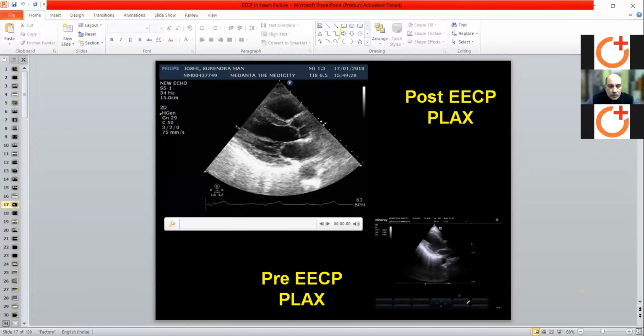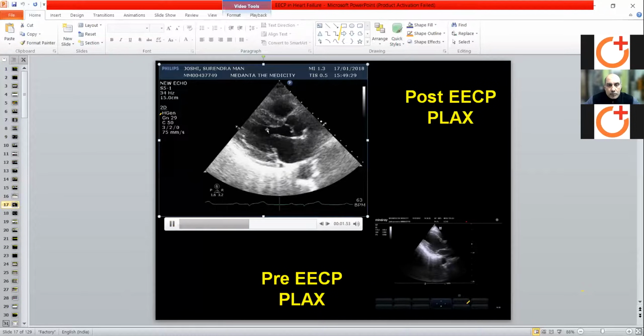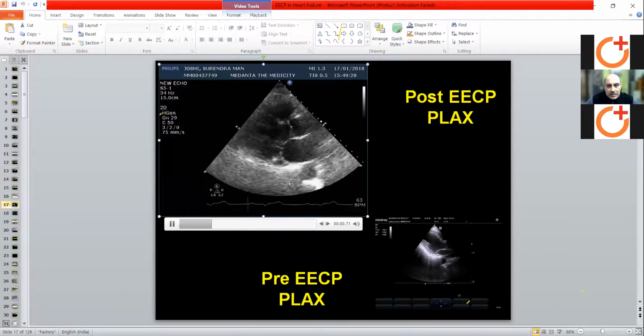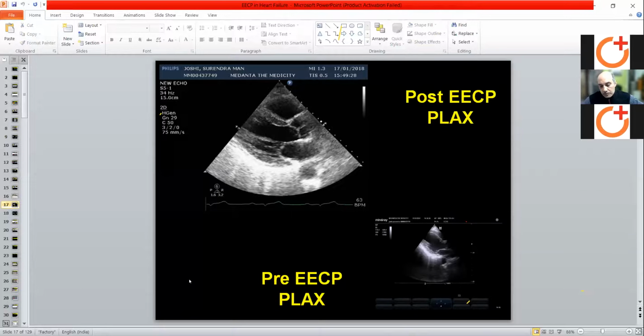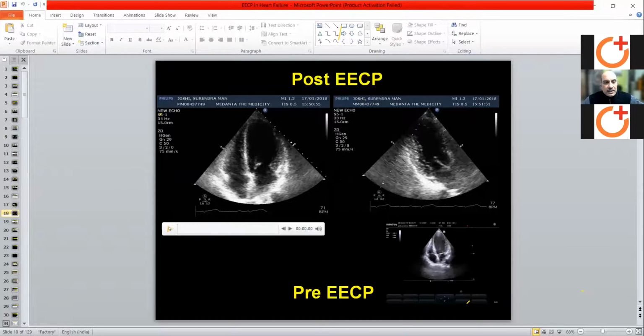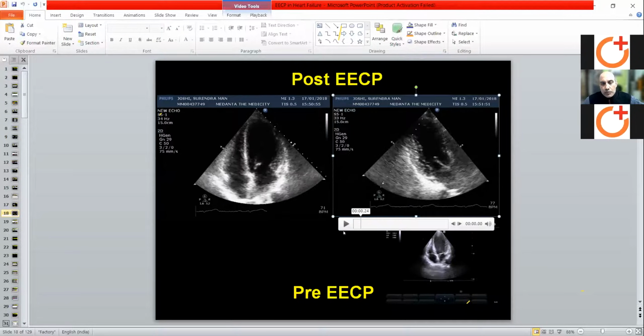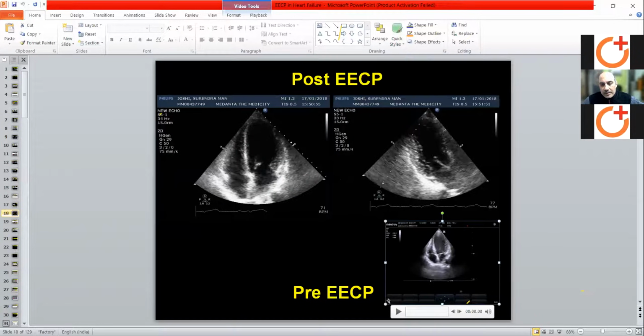This is the echo which we did after the completion. You can see everything is contracting well, and compare it with what we had. This inset is the picture before the counterpulsation. And this is the echo image again after the counterpulsation was complete. You can see the drastic improvement in the heart pumping.